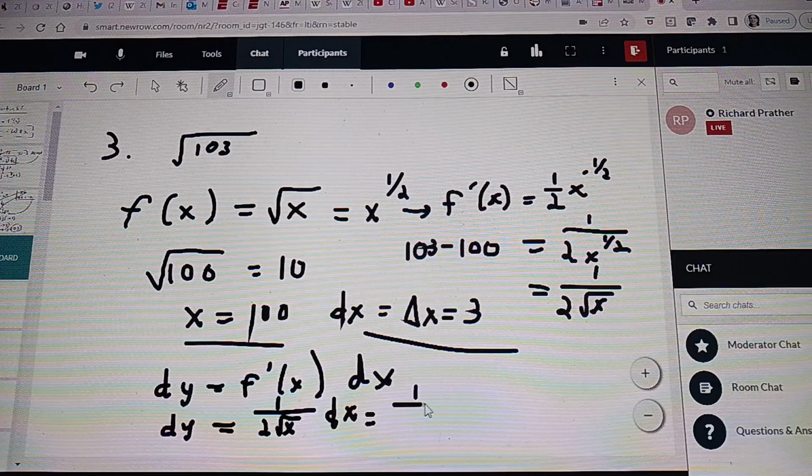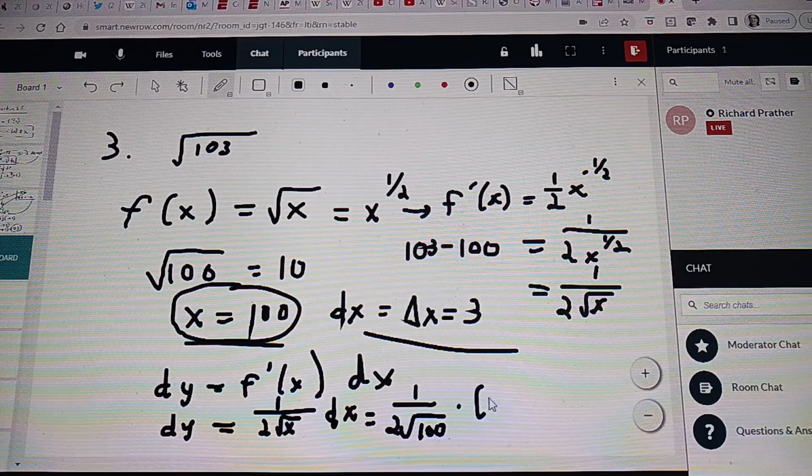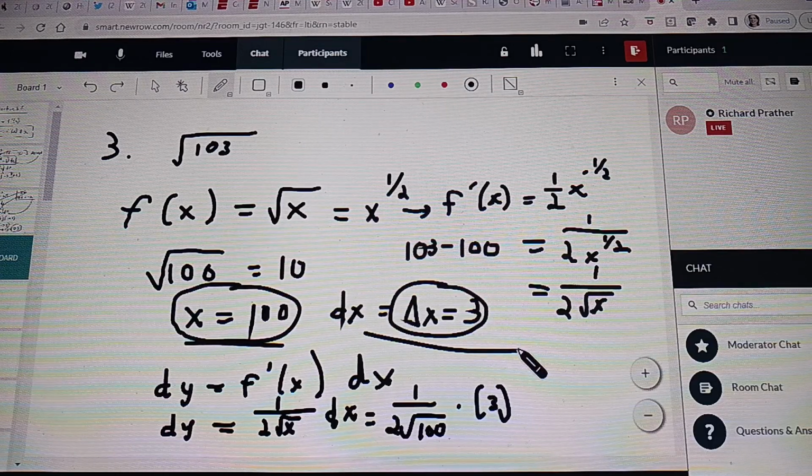So now you can plug in 100 for x, since that was the chosen x that's close to the 103. And then you can plug in 3 for the change in x because you're off by 3. The square root of 100 is 10. That's why we chose that, so that would come out exactly. 10 times 2 is 20. So I'm going to get 1 over 20 times 3. And then 0.15.